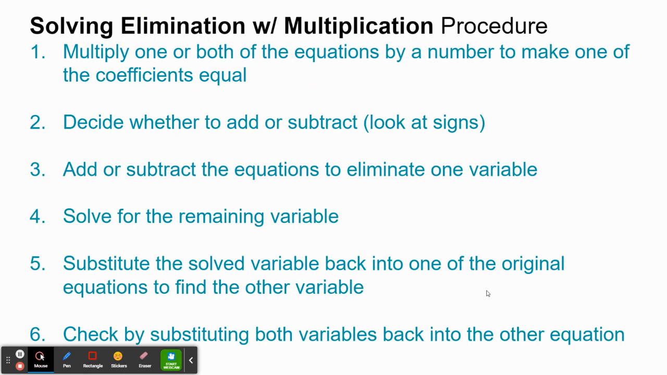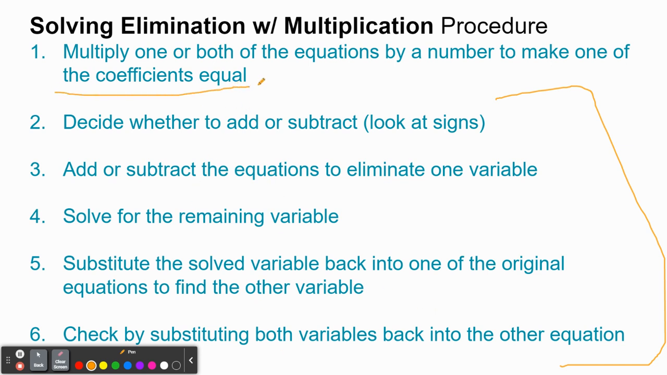Solving elimination with multiplication procedure. Now, for those of you that have been paying attention, this looks very similar, except for step number 1. Step number 1, multiply one or both of the equations by a number to make one of the coefficients equal. We got to make sure we multiply everything. And then the rest of the steps from here down are going to be the same as elimination. So you don't have to rewrite everything. You just need to make sure that you can do step number 1. Let's go through some examples.